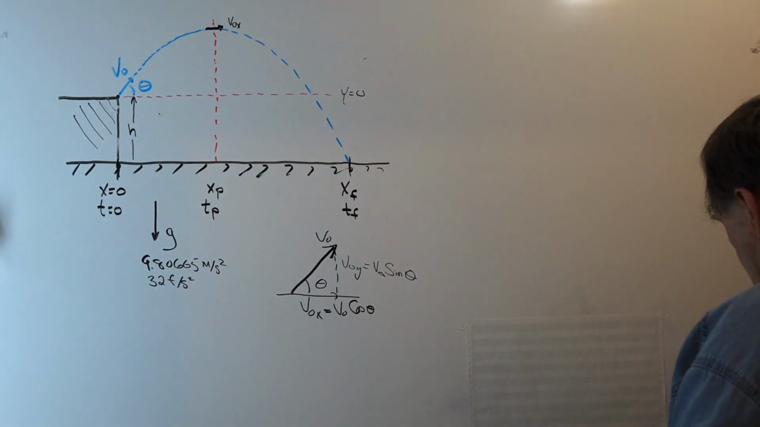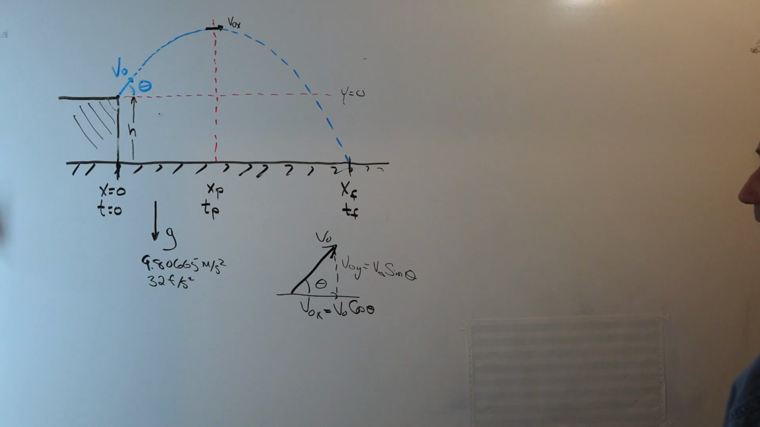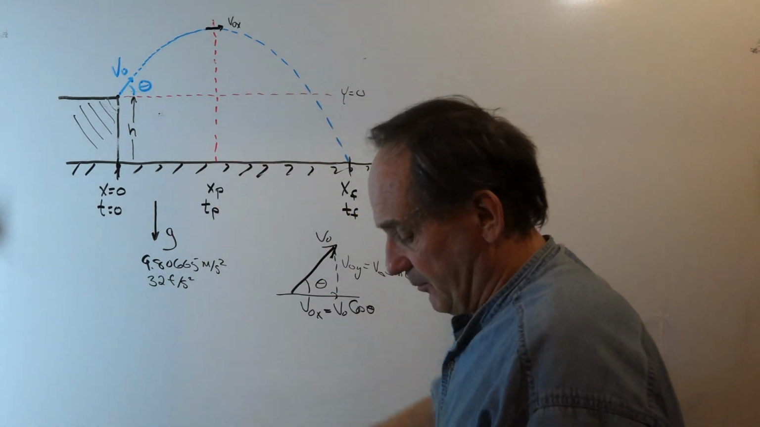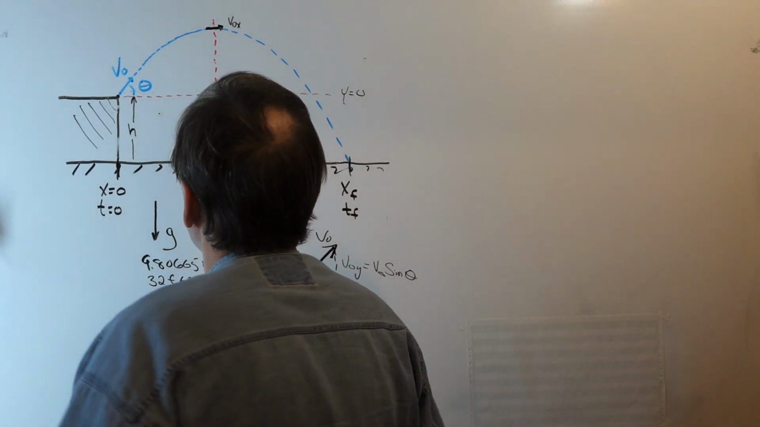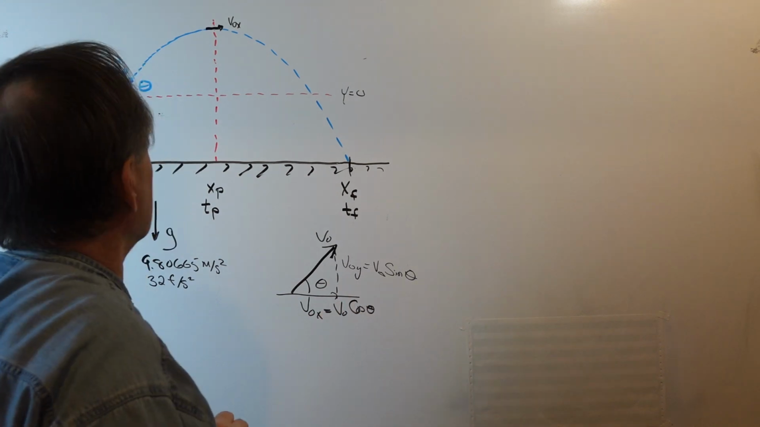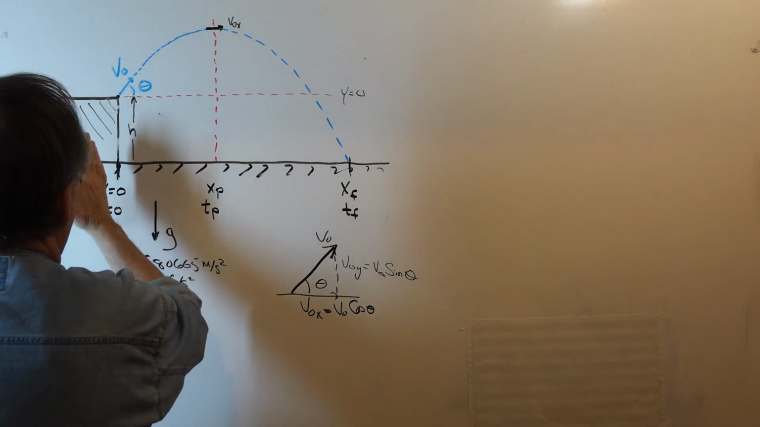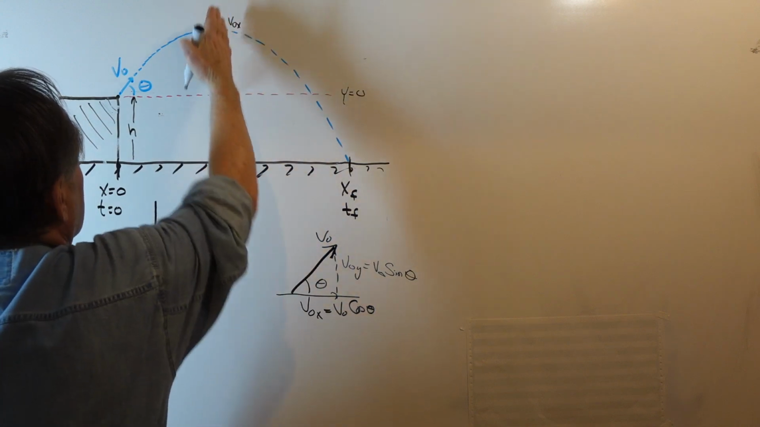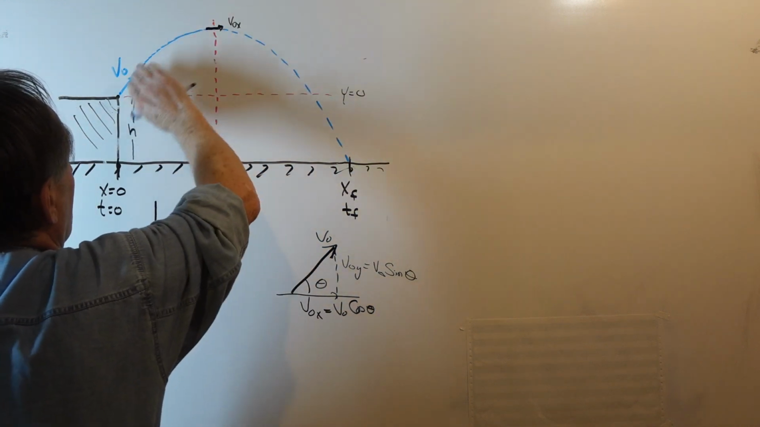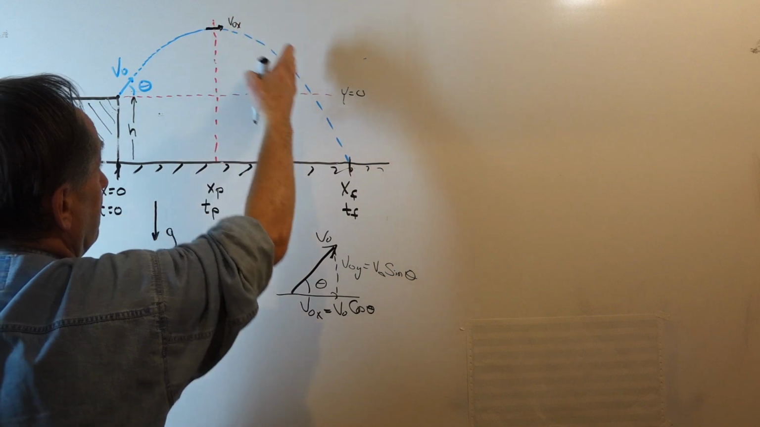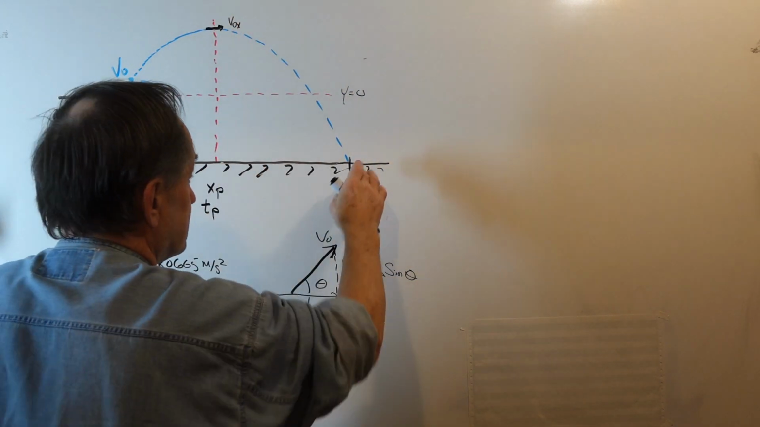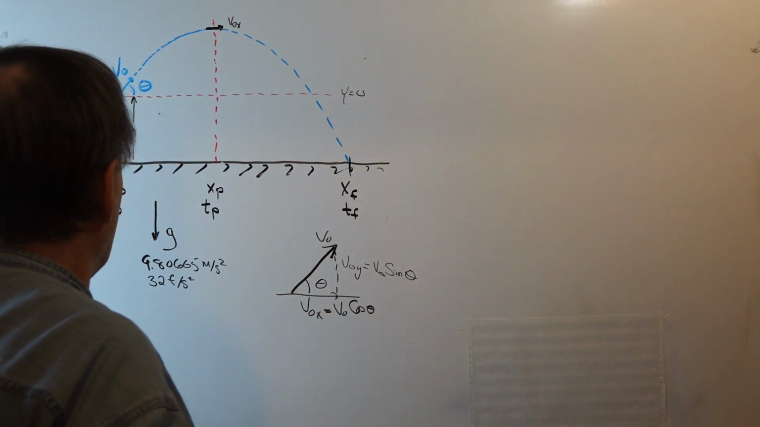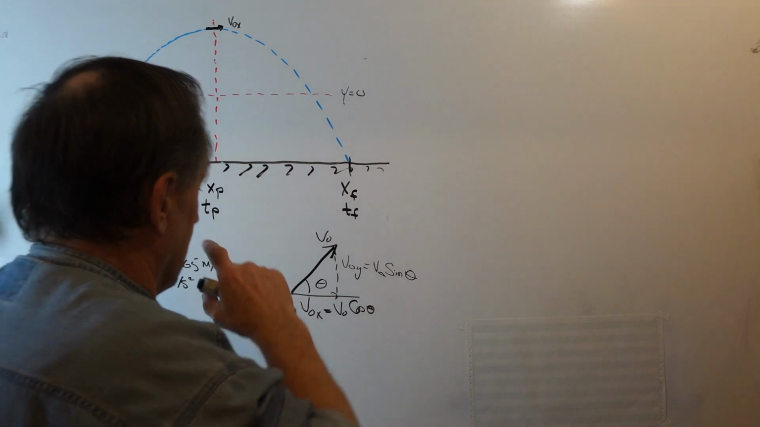So, we have the problem all set up here. Now we're going to break it up into two intervals. There's the interval from x equals 0 to where it reaches the peak, and then from the peak to when it crashes and hits the earth at the final time.